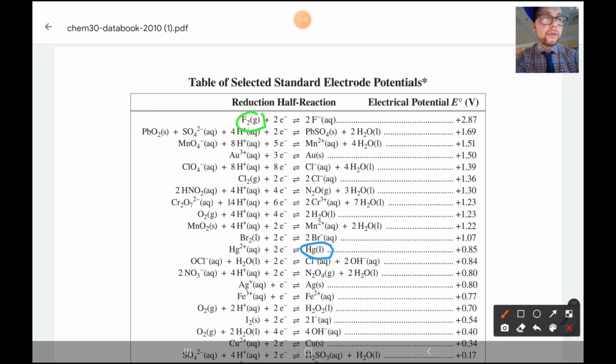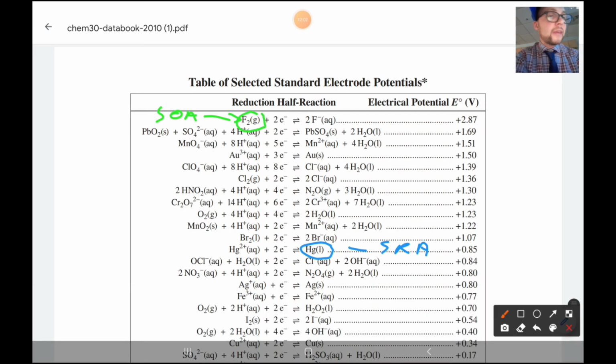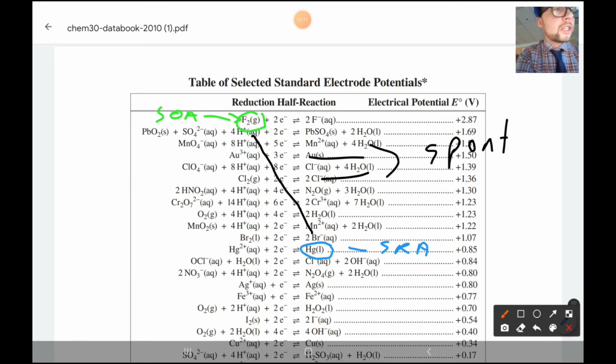Your fluoride gas is the SOA, and your mercury is the SRA. Looking at this table, we can see that the SOA is literally above your SRA, so this would be spontaneous. So this reaction would definitely work in a real-world setting. But let's see how that would look if we used other elements.